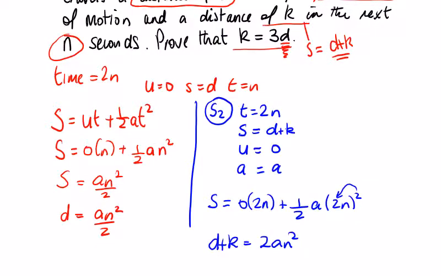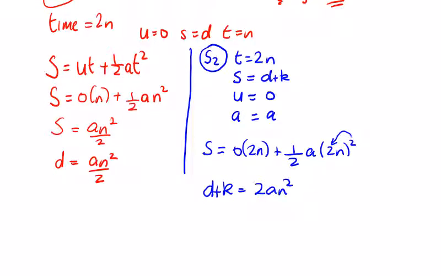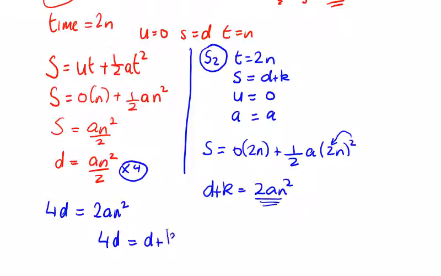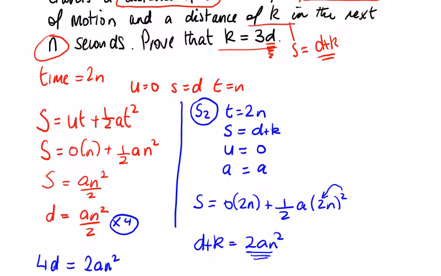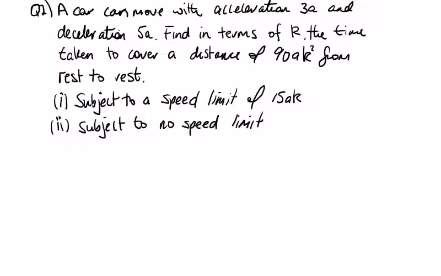We want k and 3d in the answer, so if I can get 2an squared into the first one, we can equate them. So if I multiply this by 4 that will give me 2an squared, so 4d is equal to the right hand side, which is 2an squared. We can then say that 4d has to be equal to d plus k, so 3d has to be equal to k, and is that what they were looking for? 3d is equal to k.